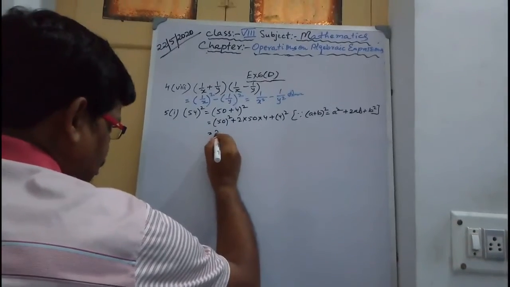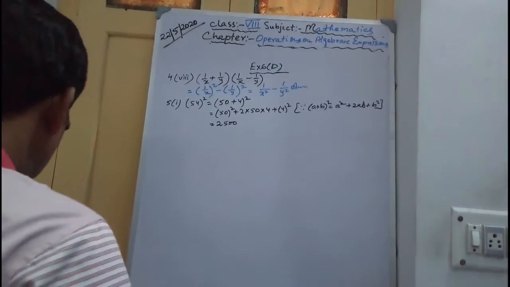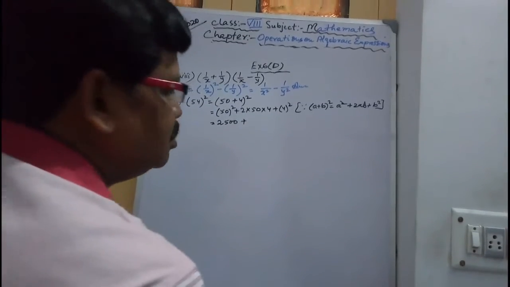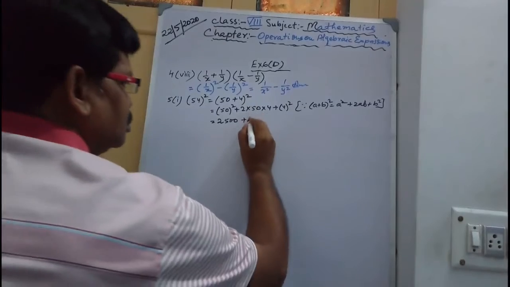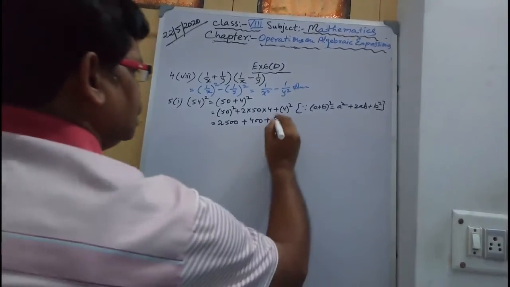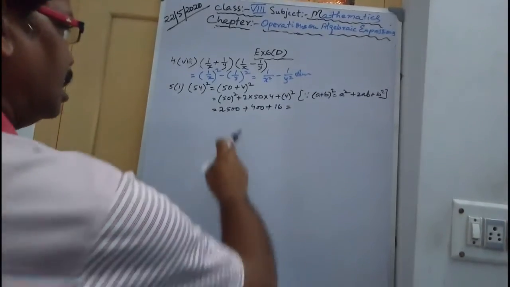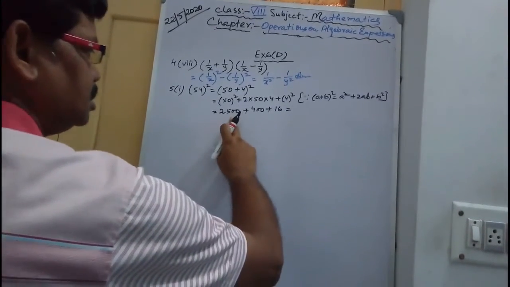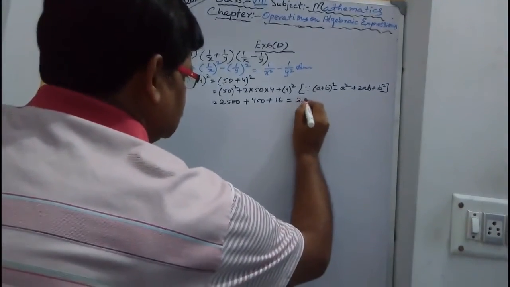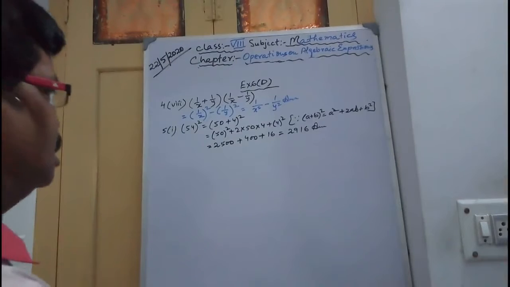So multiply, 50 square is equal to 2500, plus 50 into 2 is 100, 100 into 4 is 400, plus 4 square, that is 16. Now add these three numbers, 2500 plus 400 plus 16, which is equal to 2916. So this is the answer.